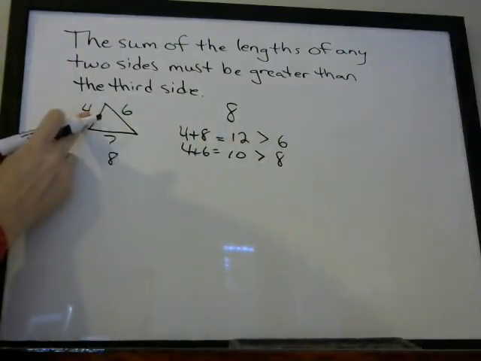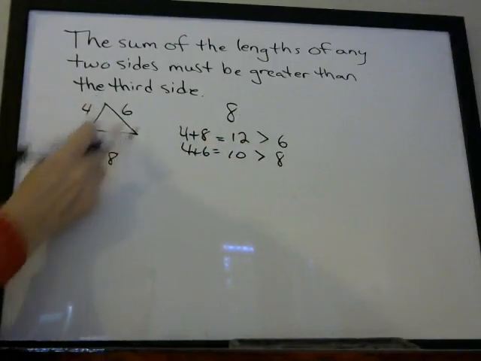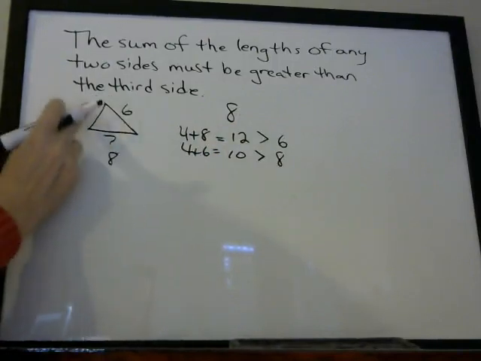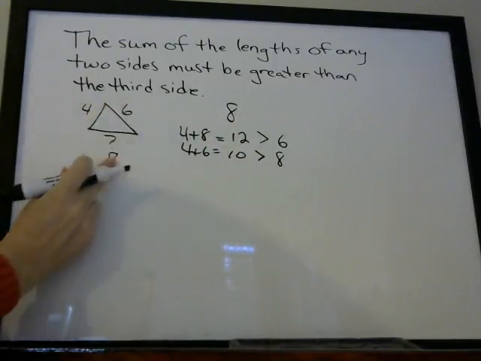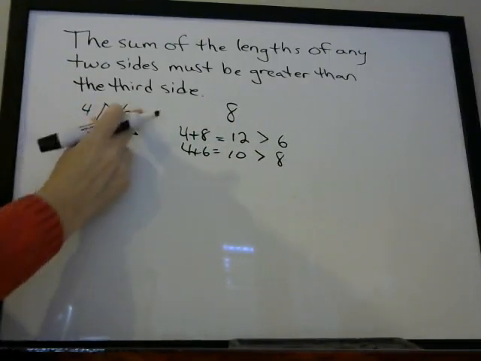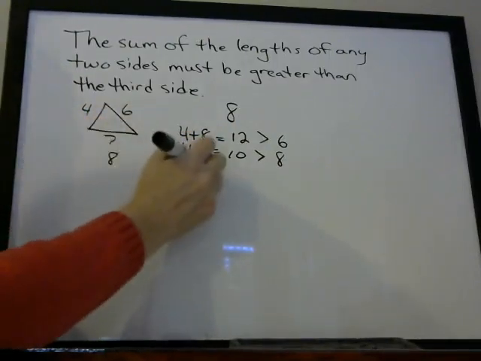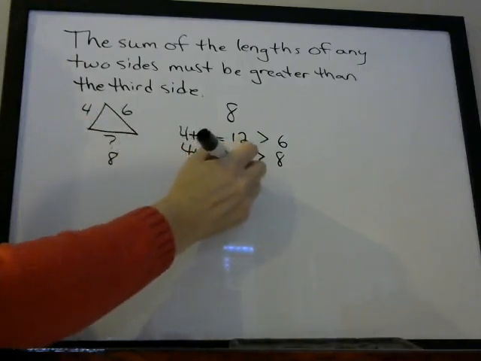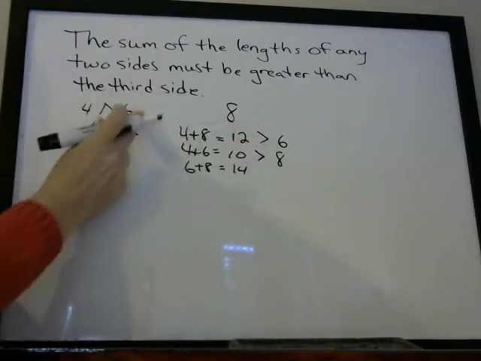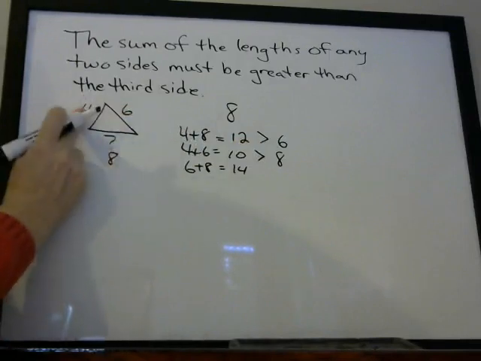But we have to do all combinations, so we've done these two sides and compared it to that third side. We've done these two sides and compared it to this third side. Now we have to do these two sides. 6 plus 8 equals 14. The third side, when we do the sum of these two sides, is 4.